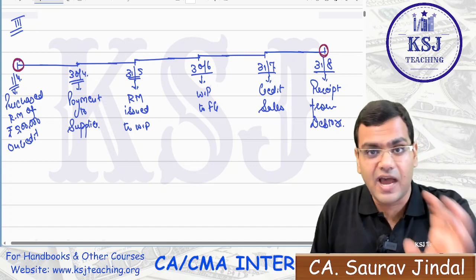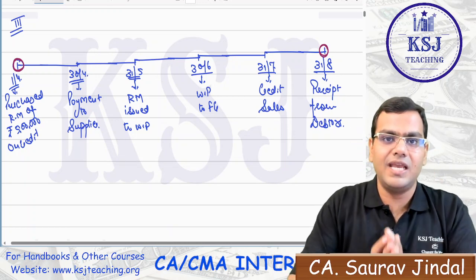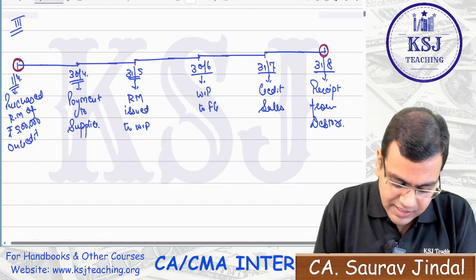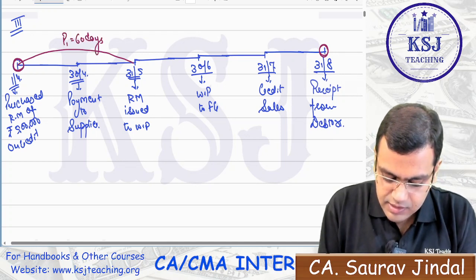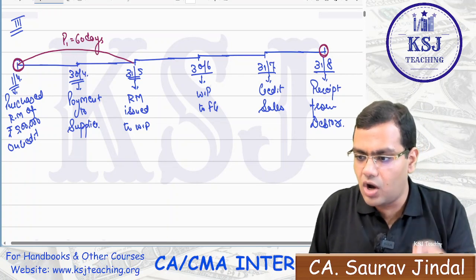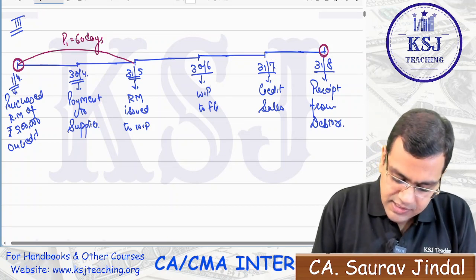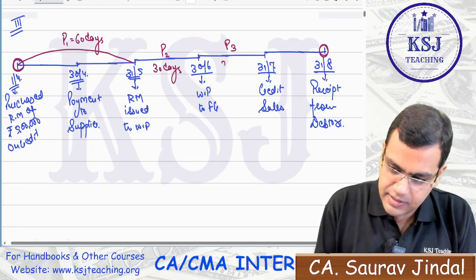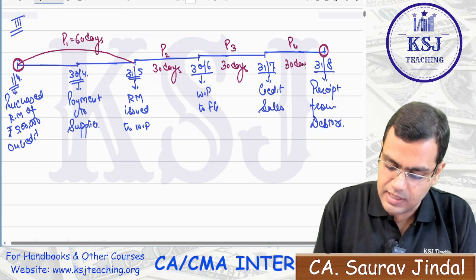Now let's divide the operating cycle period-wise. What is P1? P1 is the period for which the raw material is lying in your store and has not yet been issued to WIP. This is P1, equal to 60 days here, right? The material is lying there in your store, but it has not yet been issued to WIP. Clear? Now this is P2, 30 days, right? P3, 30 days, and P4, 30 days, similar to the last scenario.